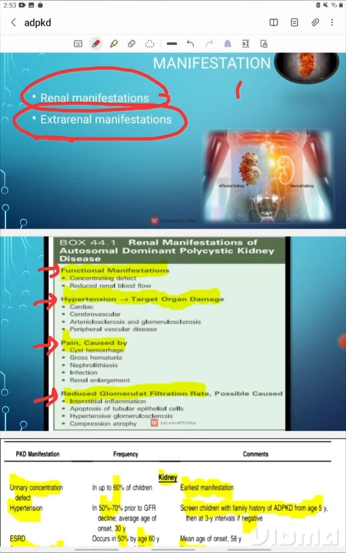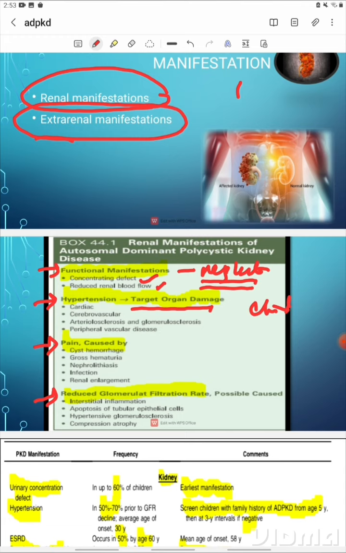disease as well. Among the functional defects, which are usually neglected, sometimes the patient does not present with these, but it's the most common presentation in children. There is a concentrating defect, partly because of reduced renal blood flow. Most commonly, patients present later in life, and the common presentation is target organ damage, which includes cardiovascular, cerebrovascular, or peripheral vascular conditions.